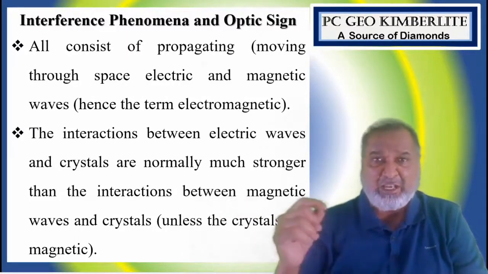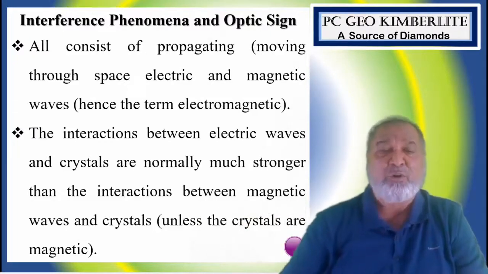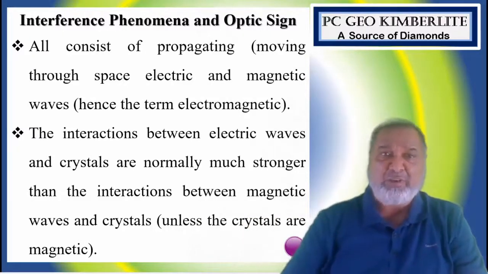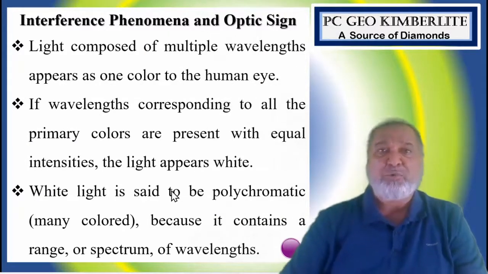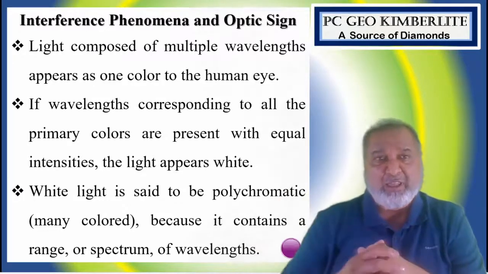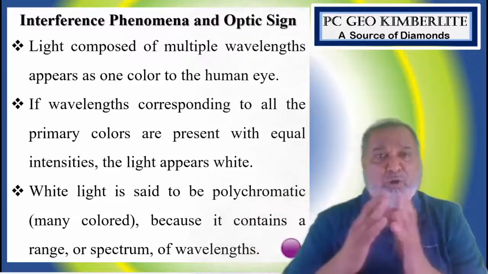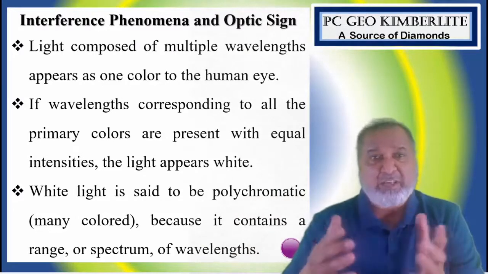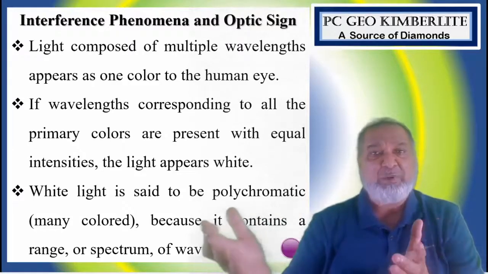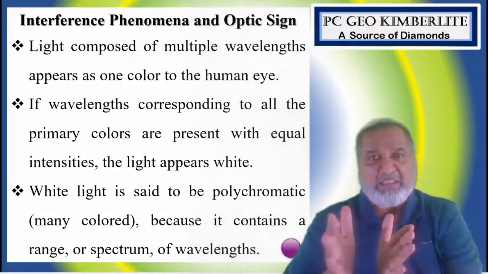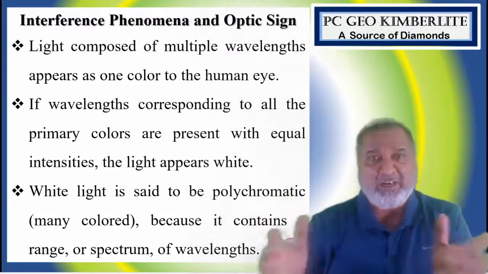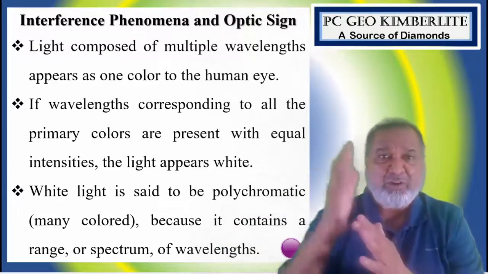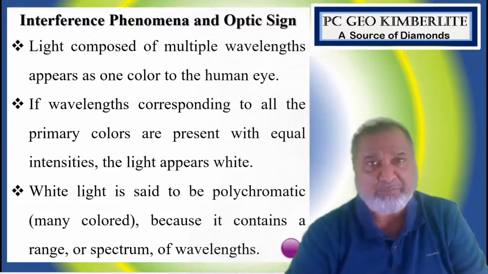The interaction between electrical waves and crystals is normally much stronger than the interaction between magnetic waves and crystals, unless the crystals are magnetic. Light composed of multiple wavelengths appears as one color to humans. If wavelengths corresponding to all the primary colors are present with equal intensities, the light appears white. White light is said to be polychromatic, many colored, because it contains a range or spectrum of wavelengths.